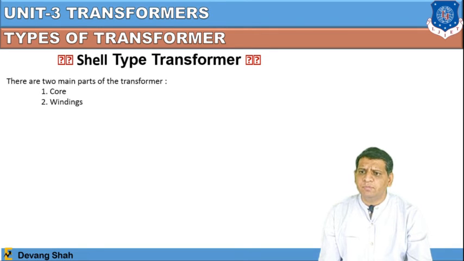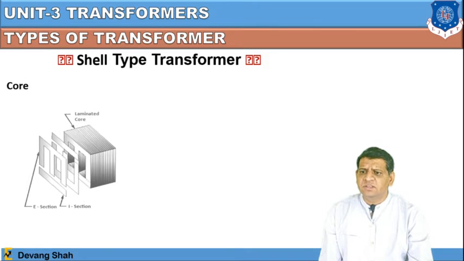Same way in a shell type of transformer, again there are two main parts. One part is the core and another part is the winding. So here you can see this is a core having an E shape or I shape. Here you can see this combination of E shape and I shape. Again this is laminated and made of strips or staples that are joined all together.